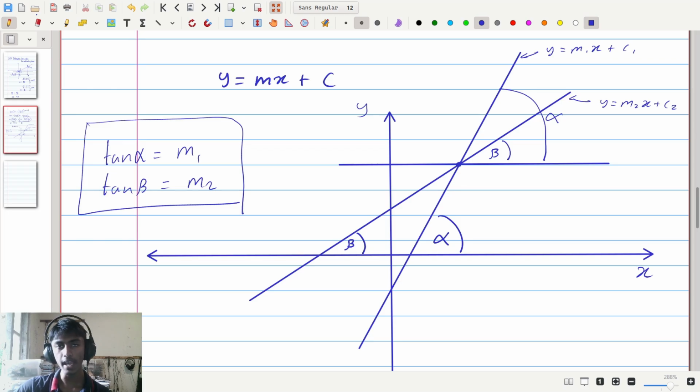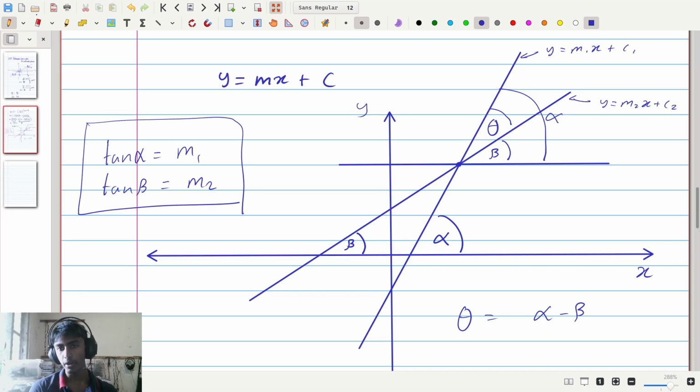Let's now consider the angle between these two lines. The angle between these two lines is this angle here. Here, since alpha appears to be the bigger angle, theta is going to be alpha minus beta. However, we cannot guarantee this. We could be taking it the other way and we could have alpha being smaller than beta, in which case it would have to be beta minus alpha.